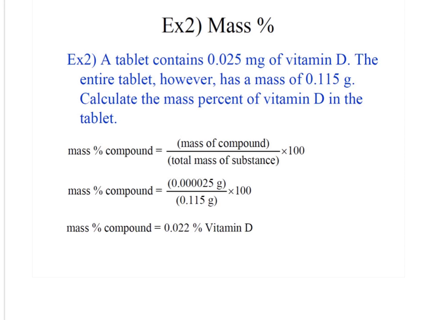A tablet contains 0.025 milligrams of vitamin D. The entire tablet, however, has a mass of 0.115 grams. Calculate the mass percent of vitamin D in the tablet. So mass of compound divided by the total mass of the substance, and you get 0.022% vitamin D.